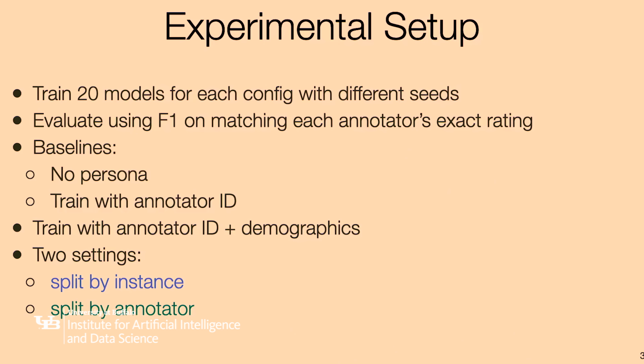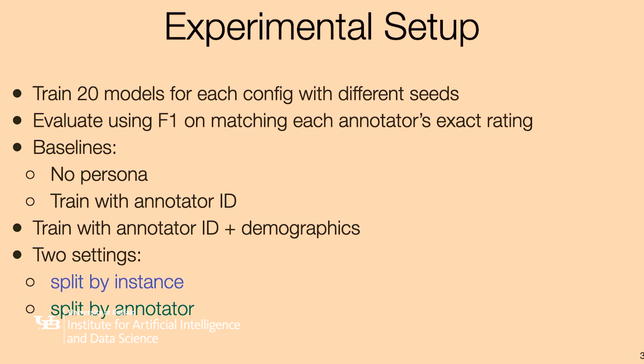In this case, we're going to train a bunch of models to get more power. We'll train 20 models for each, with different seeds, and then we're going to try to match the annotator's exact rating. As a baseline, we'll compare against what if we just didn't use a persona, and then we'll train with just the annotator ID alone. Maybe if we just capture your idiosyncratic variation, that should give us some sense of the performance. And then we'll also train with the annotator ID and the demographics.